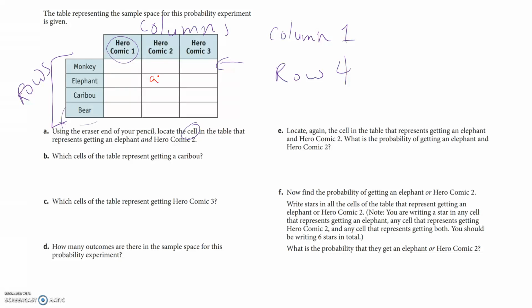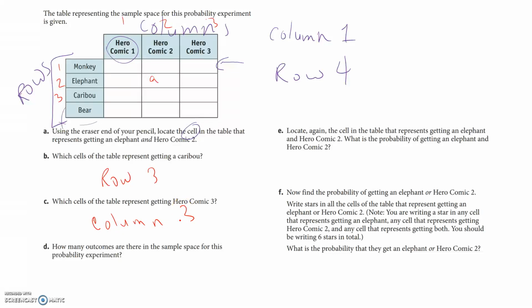B, which cells of the table represent getting a caribou? Well, that would be count down row 1, 2, 3. So it is all the cells in row 3. Which of the cells of the table represent getting a Hero Comic 3? Go up here. Hero Comic 3 is in column 3. So 1, 2, 3. So that would be all of the cells in column 3.